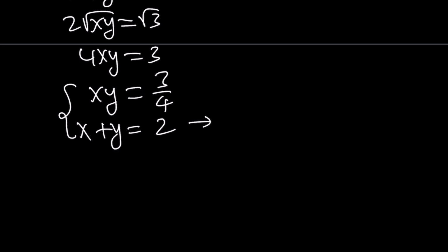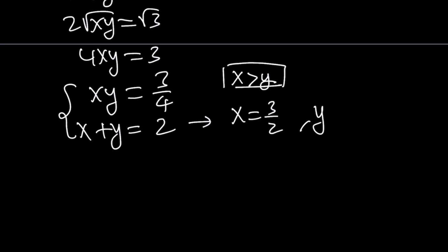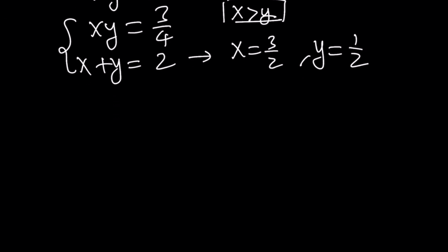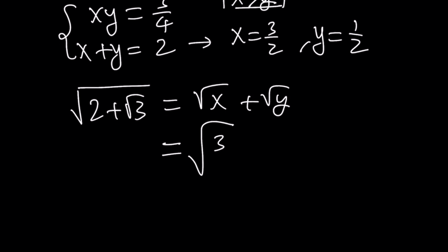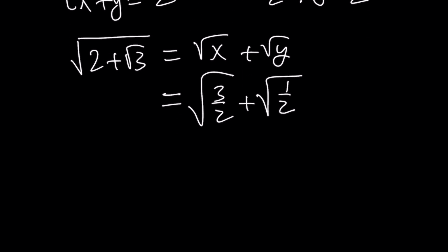And from here, let's just suppose that x is greater than y. It doesn't really change anything, but for convenience's sake, if x is greater than y, then I can safely say that x is 3/2 and y is 1/2, because their sum is 2 and their product is 3/4. Okay, great. So now our assumption was that this expression could be written as square root of x plus square root of y. Therefore, now we can write it as the square root of 3/2 plus the square root of 1/2.